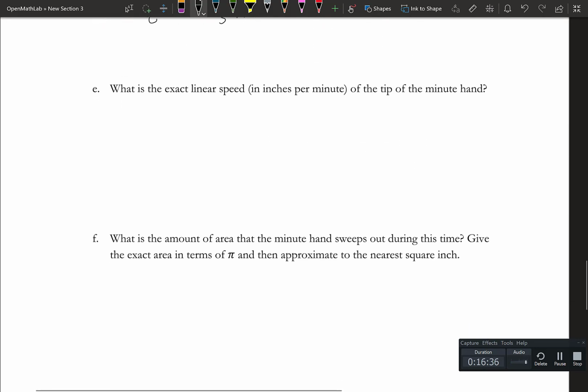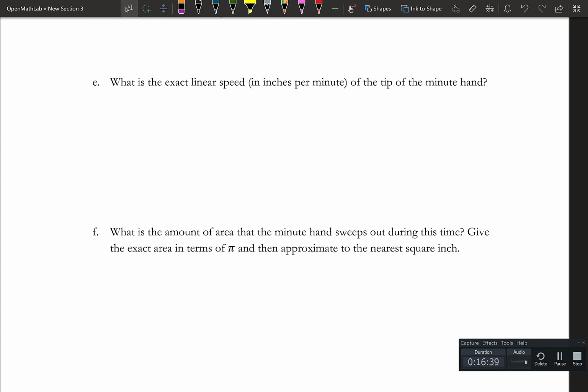Then part E: what's the exact linear speed in inches per minute of the tip of the minute hand? This time we want the linear speed. So we have V equals S divided by T, which equals R theta divided by T, because S equals R theta. Just plugging that in, what we get here is 9 inches times pi over 6, because we have pi over 6 radians, and we're doing this in 5 minutes. So time is 5 minutes.